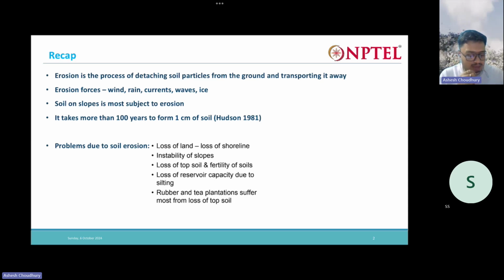Then we have instability of the slopes. As I said, you have the slope. If soil keeps on eroding away from the slope, it makes that slope very unstable, right?